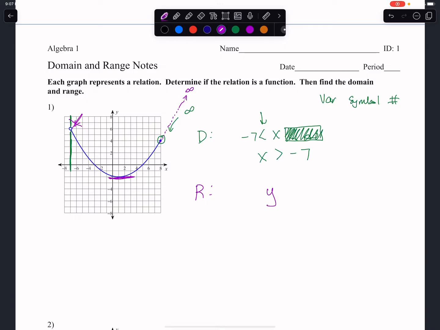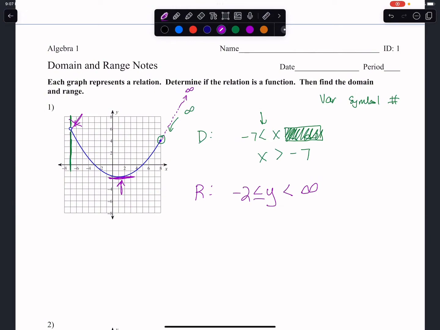Now, is there an open circle or an arrow right here? The answer is no. So that's going to be closed. And on the right-hand side, since there's an arrow, it's going to be open. What's the lowest this thing goes? -2. The highest it goes is positive infinity.